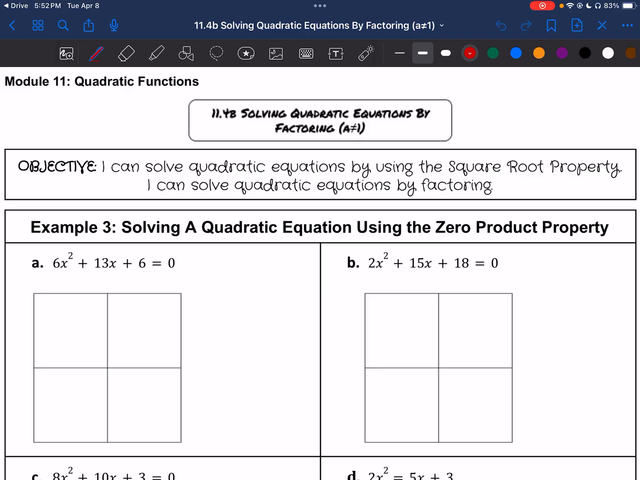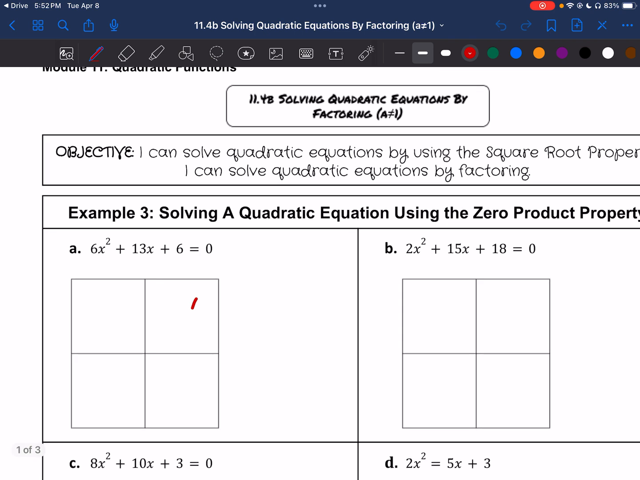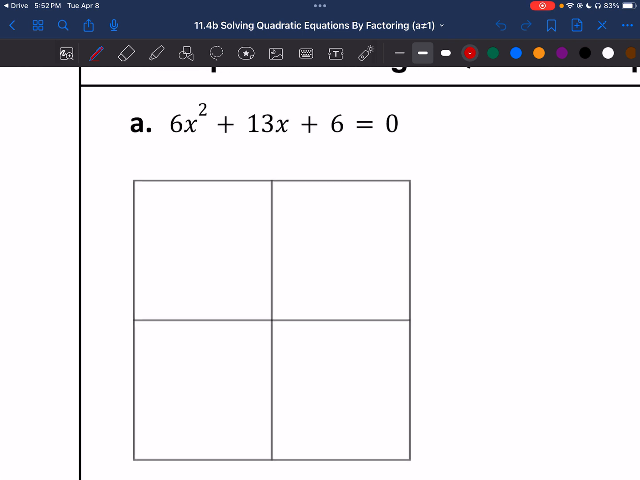So let's take a look. Our first example here, letter A, we've got 6x squared plus 13x plus 6 is equal to 0. We want to factor that. So I'm looking for factors of 36. If you remember back, we made these t-charts. So factors of 36 that add up to 13. Remember, this was a times c.